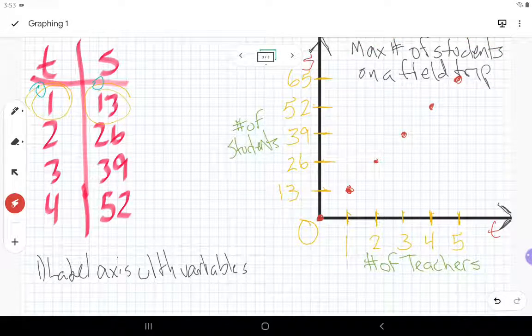Okay. Now we'll talk in class about how to do these things digitally. It makes it much easier to graph your table of values. So we'll do some of that in class digitally. It will make life a little bit easier.